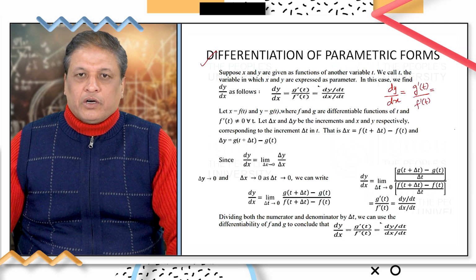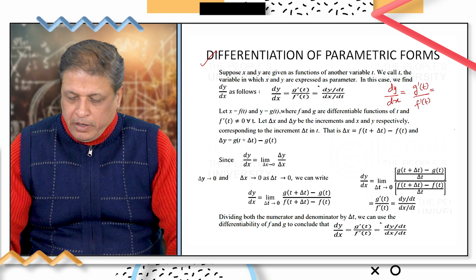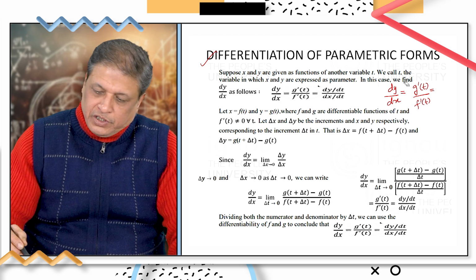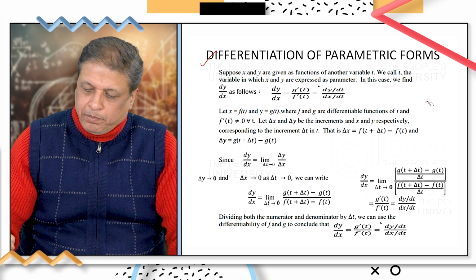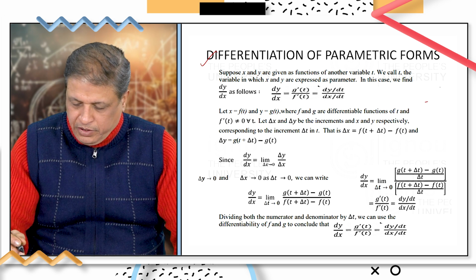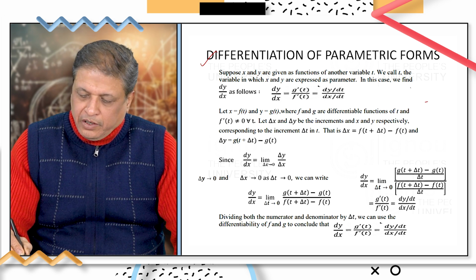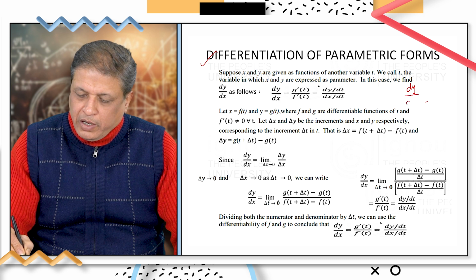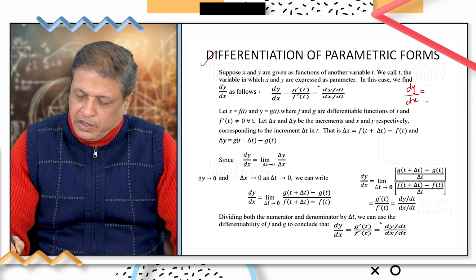The next important concept is differentiation of the parametric form. Again, the differentiation of the parametric form is quite simple. You just need to remember that if we are given a parameter t, dy by dx can be written as dy by dt into dx by dt.